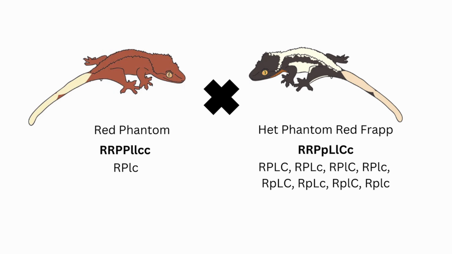For the heterozygous phantom red frappuccino crested gecko, we have big R, big P, big L, small l, big C, small c. So all of our possible combinations are going to have a big R, half of them are going to have a big P, half of them are going to have a big L, and the other half of them are going to have a big C. So make the possible combinations. It is pretty easy once you do it a few times, but it can be a little bit hard to find all of the possible combinations if you're doing it for the first time.